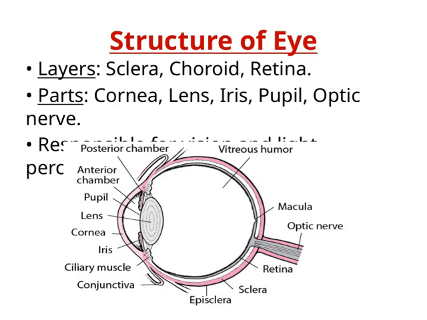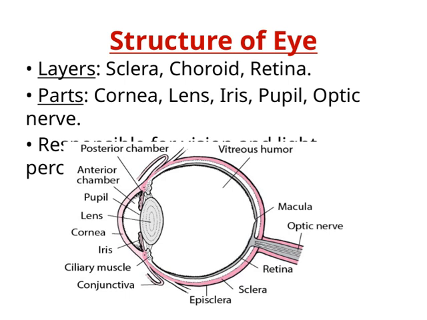Now, let's take a closer look at the structure of the eye. The eye is made up of several layers, starting with the sclera, which is the tough, white outer layer that provides protection and shape. Beneath that, we have the choroid, a layer rich in blood vessels that supplies nutrients to the eye. And finally, the retina, which is the light-sensitive layer at the back of the eye responsible for converting light into neural signals.